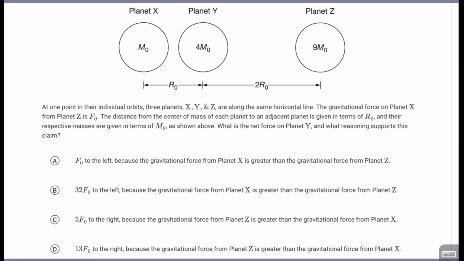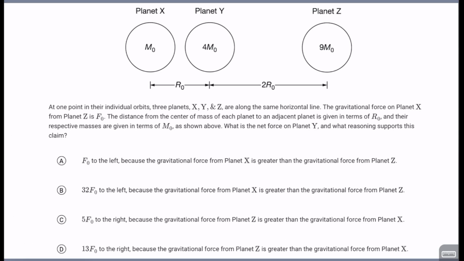Now let's go over the rest of the questions related to gravitation. At one point in their individual orbits, three planets X, Y, and Z are along the same horizontal line. The gravitational force on planet X from planet Z is F0. So planet X is experiencing some kind of gravitational force by planet Z. That must be to the right, because planet Z is on the right-hand side of planet X.